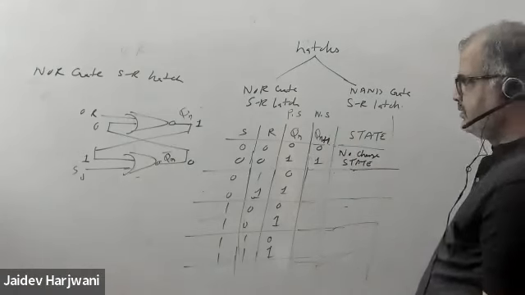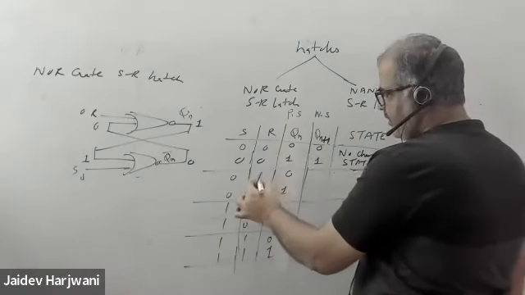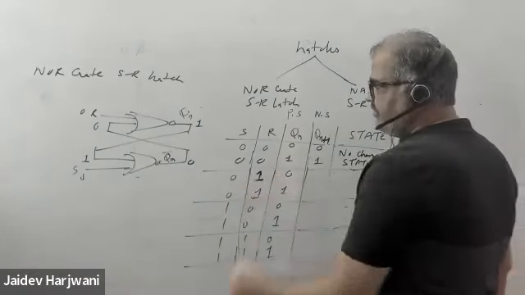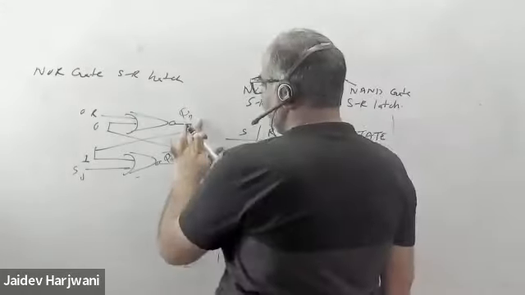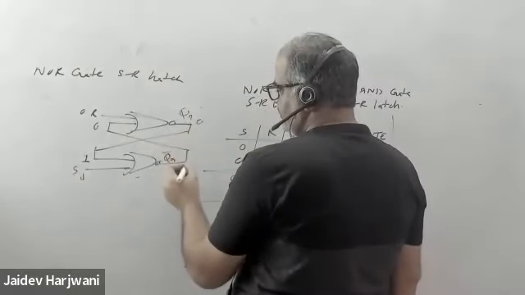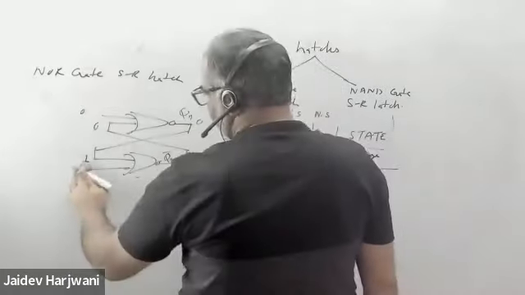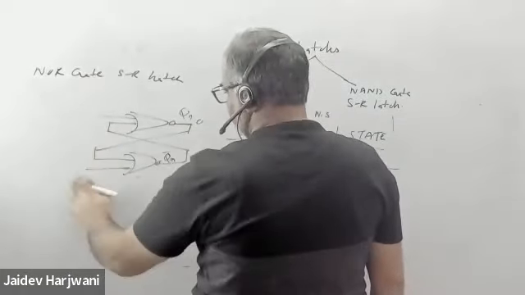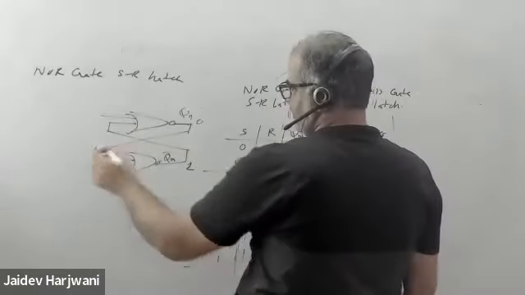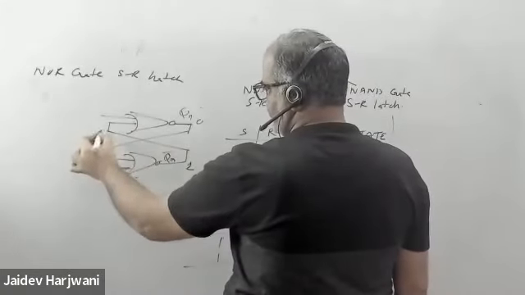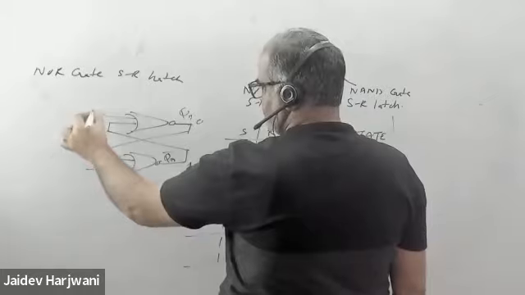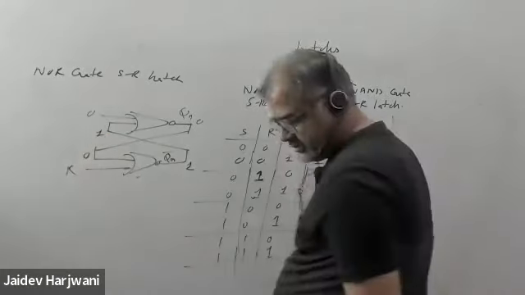Okay. So the state is not changing. Now let us put 0, 1. Say initially this is your 0, this is your 1. Now you're applying S0 R1. So this is the initial state. Here you have a 0, here you have a 1. Now you're putting S0 R1.